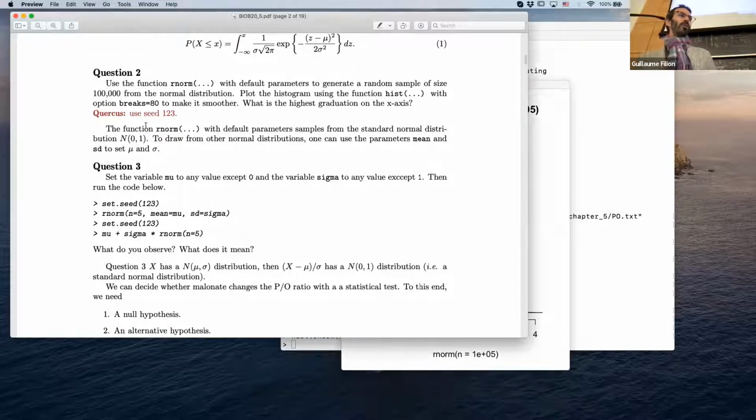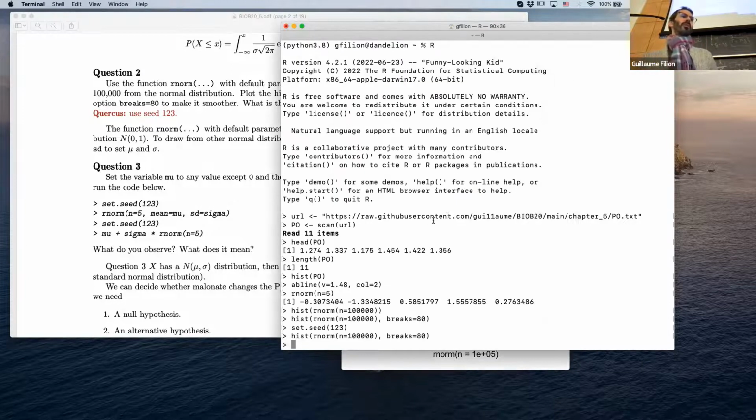So the function rnorm with default parameters samples from the standard normal distribution N(0, 1). To draw from other normal distributions, one can use the parameters mean and sd to set mu and sigma. Set the variable mu to any value except 0 and the variable sigma to any value except 1. Then run the code below. So yeah, you need to choose a value of mu and sigma which is not the standard Gaussian distribution.